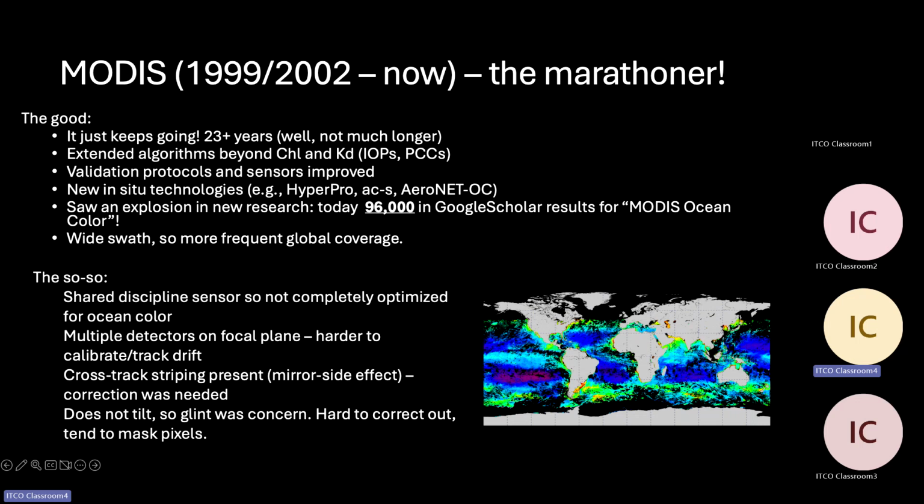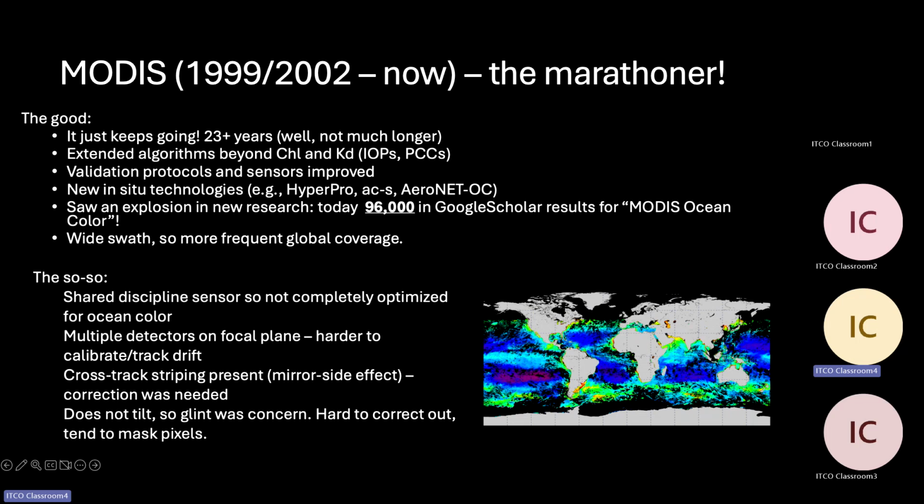I didn't put a picture of it in, but there were multiple detectors for each channel. So when your mirror scanned across the scene, you might be looking at something like 16 pixels within this strip. So you had to characterize a lot of different detectors, and that can be challenging.